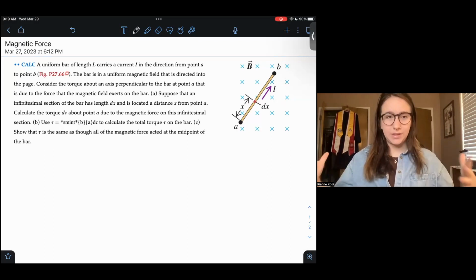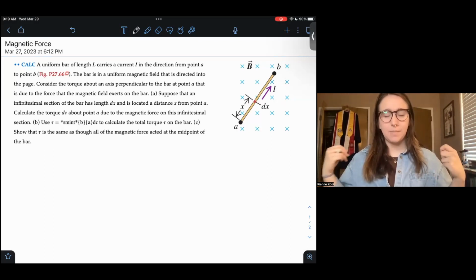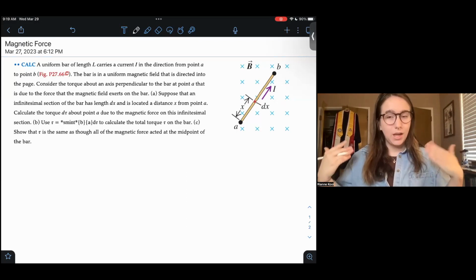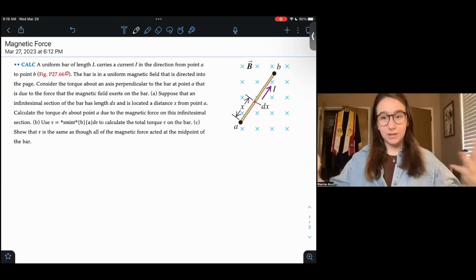So let's just get right into it. This is the problem that I picked for us to do today. It's going to be utilizing cross products and a little bit of integrals. So hopefully this will be helpful for you all, but let's just get right into it.